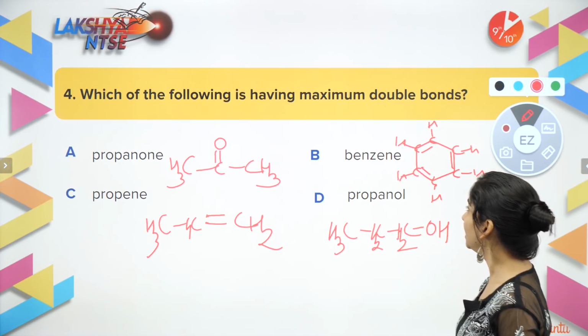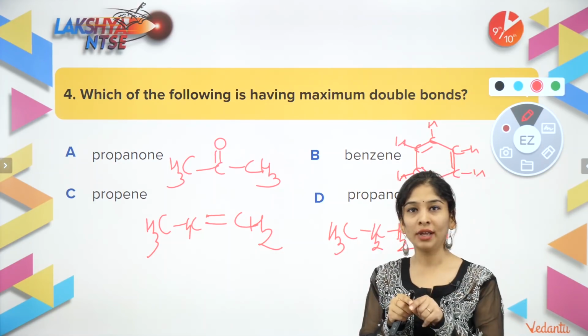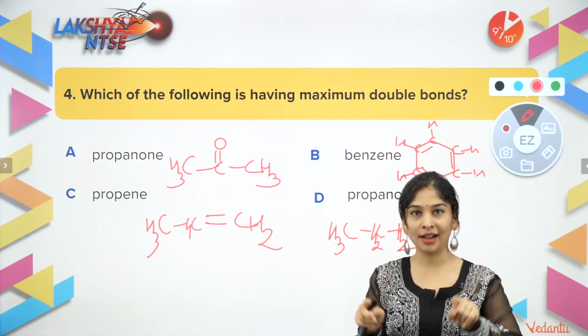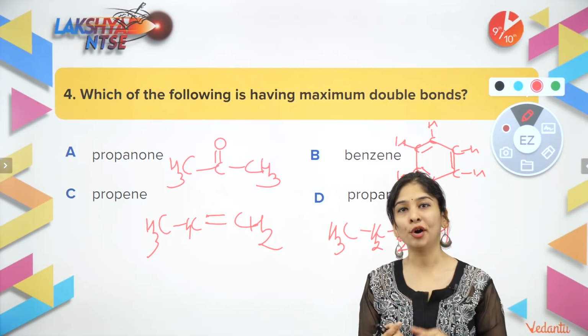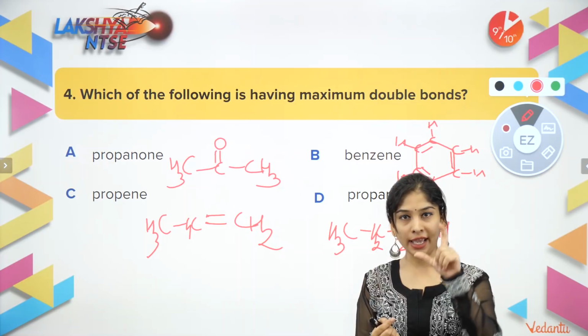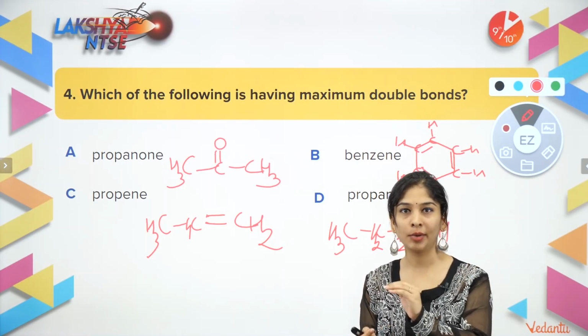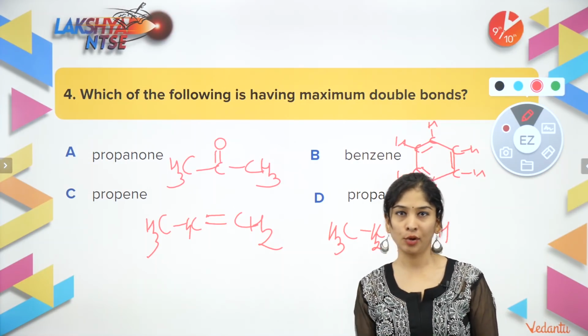This is our benzene. In short, we can show it with the help of that box only, a hexagonal ring with a double bond on alternate positions. Leave one carbon bond, then a double bond, then leave one bond, then a double bond.